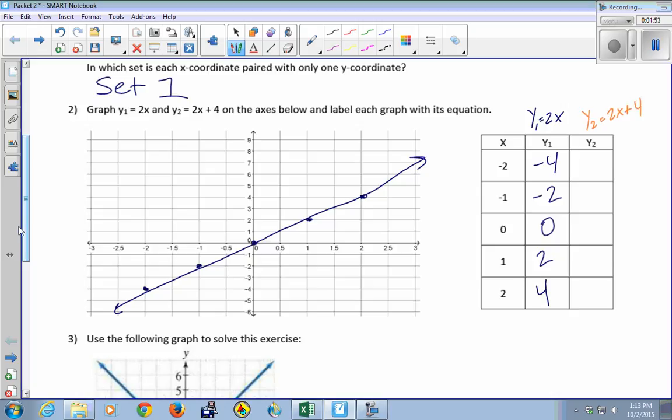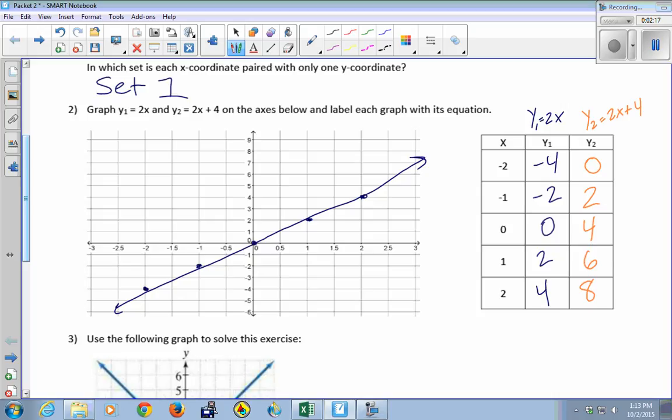So now I'm going to plug all of the same x values into a different line, 2x plus 4. So 2 times -2 is -4, plus 4 is 0. 2 times -1 is -2, plus 4 is 2. 2 times 0 is 0, plus 4 is 4. 2 times 1 is 2, plus 4 is 6. And 2 times 2 is 4, plus 4 is 8.